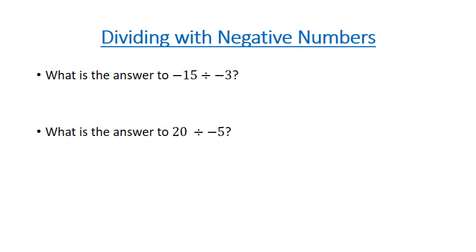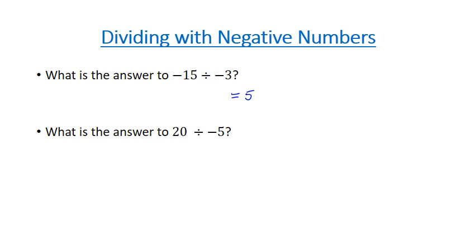Now we're dividing with negative numbers. First question says negative 15 divided by negative 3. Well, I know both numbers are negative. That means my answer is going to be positive. And 15 divided by 3 is 5, as we've already gone through in our previous slides.